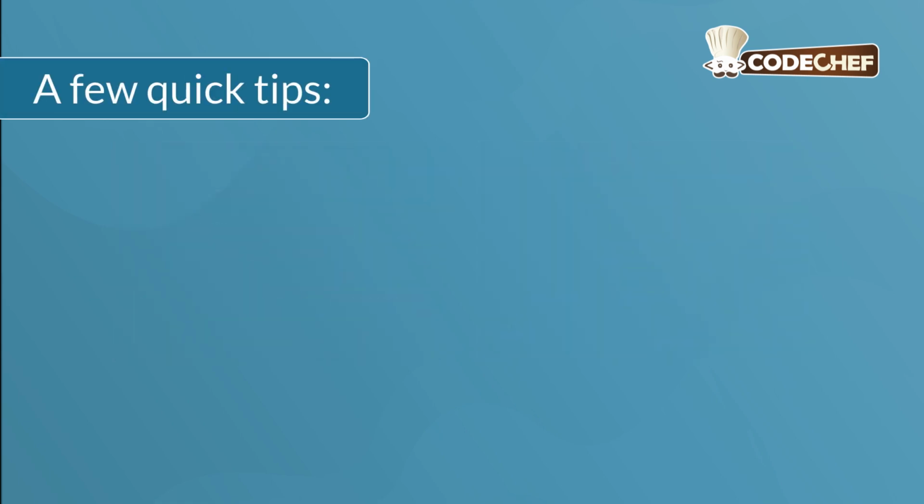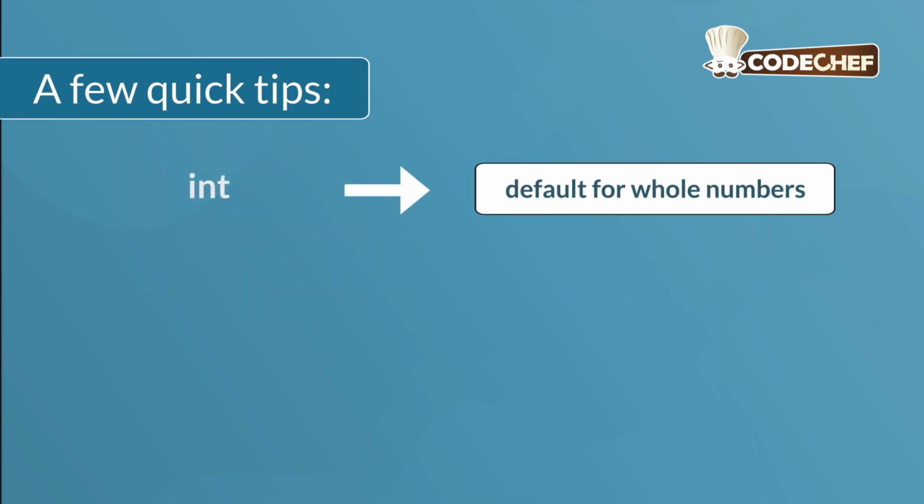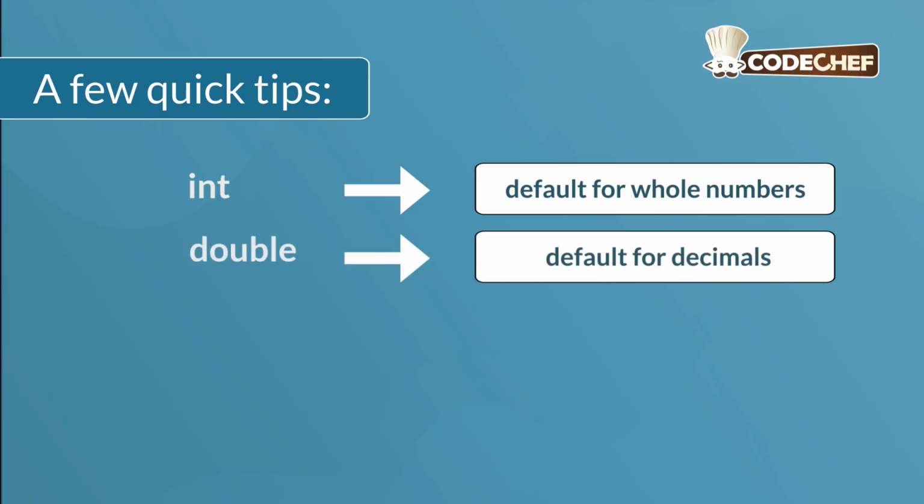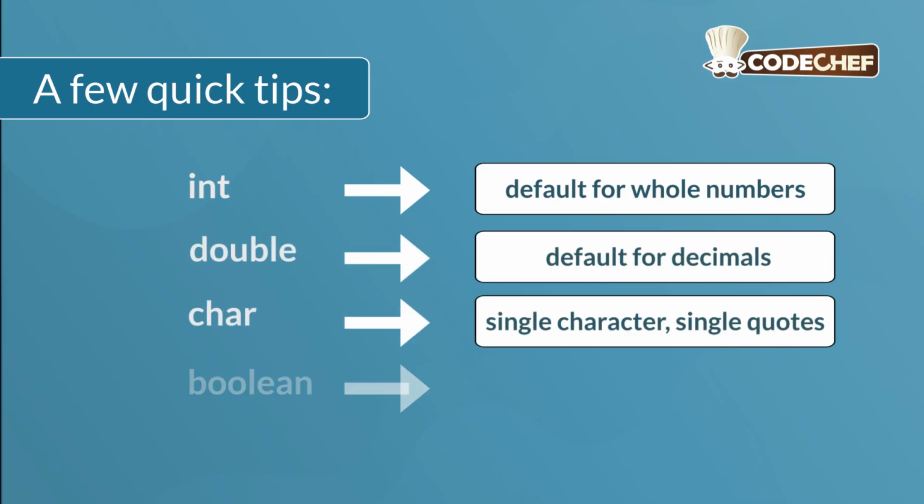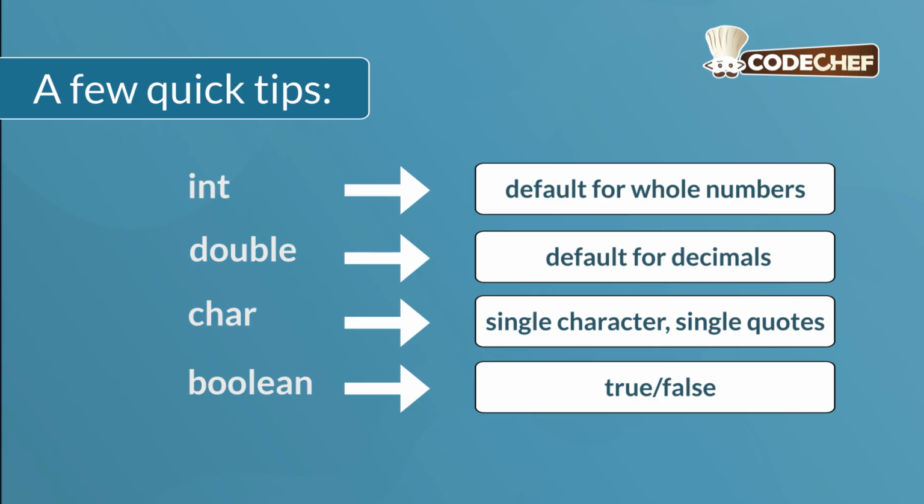A few quick tips. Use int for most whole numbers, use double for decimals, remember char uses single quotes, and boolean is always either true or false.